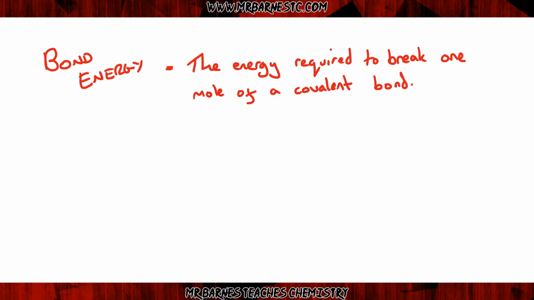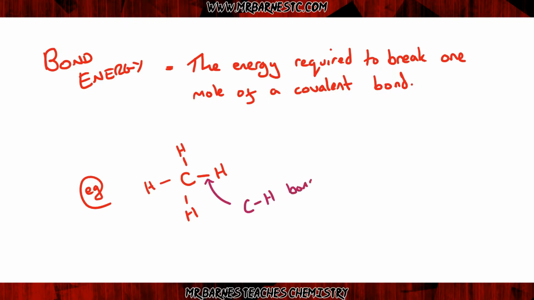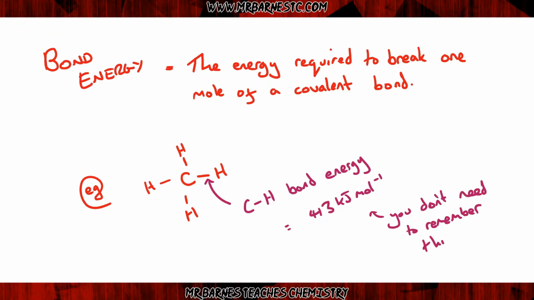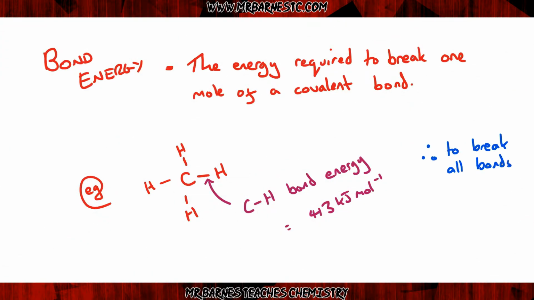So if we use methane as an example, which is CH4, it is the energy required to break 1 CH bond. Now the bond energy for a carbon-hydrogen bond is 413 kilojoules per mole. You will not be expected to remember that 413, that will always be given to you in the question, but what you need to be able to do is use it to figure out how much energy is needed to break all of those 4 bonds in methane.